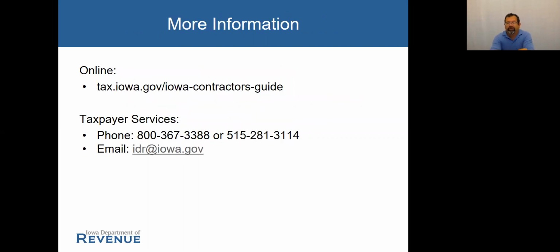If you'd like more information, you can go to our website, which is tax.iowa.gov. We have a contractor's guide. And if you have any specific questions, you can contact our taxpayer services. There's our phone number listed there, 800-367-3388 or 515-281-3114, or you can email us at idr@iowa.gov.